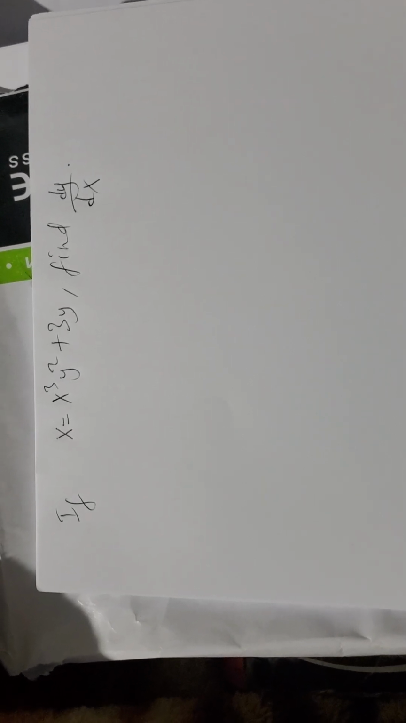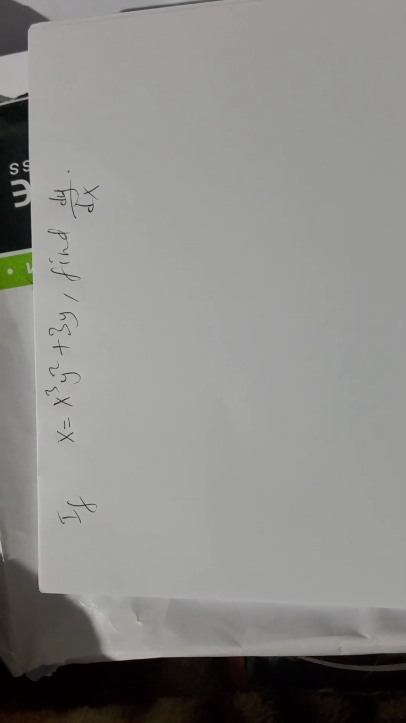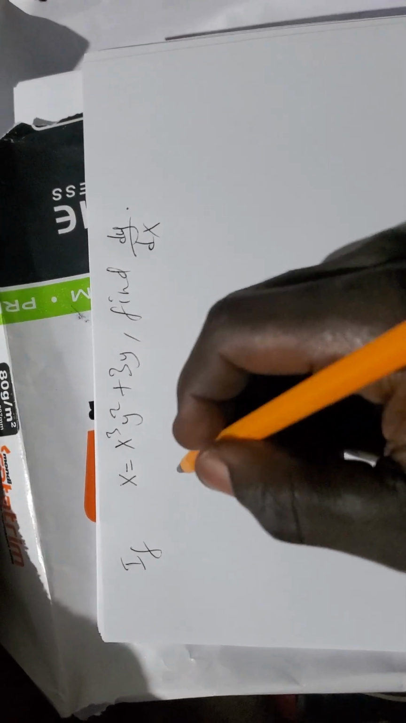Okay, this is a continuation video under advanced calculus on implicit functions. The question reads: if x equals x power 3, y power 2 plus 3y, find dy/dx. So here we go. There was a formula that was to be used.